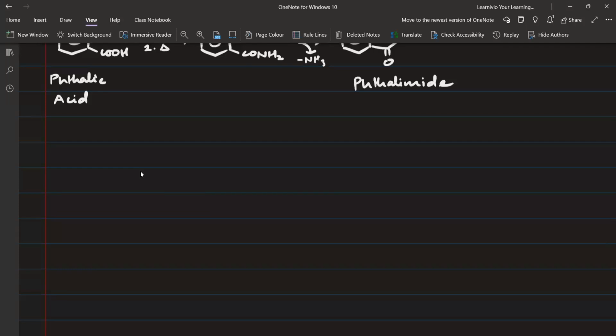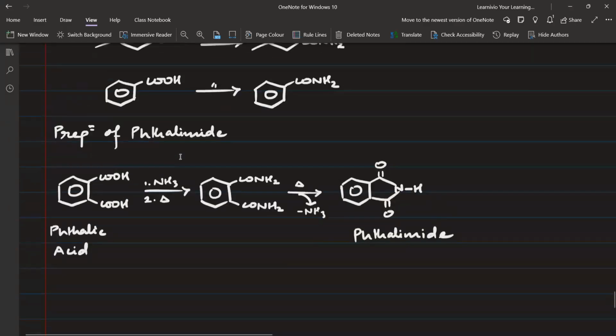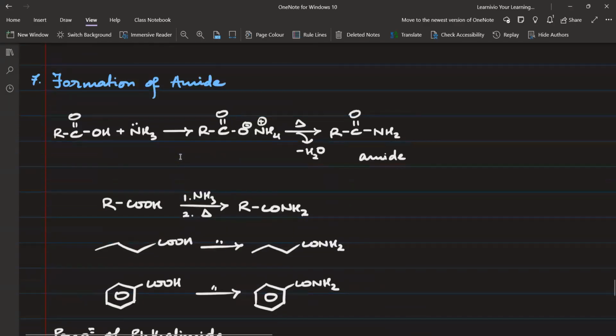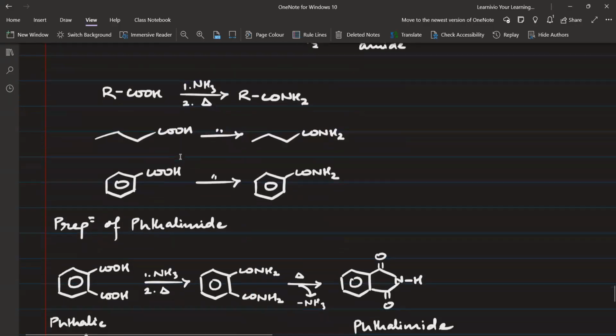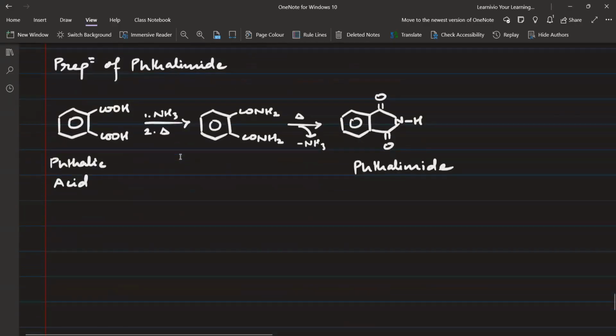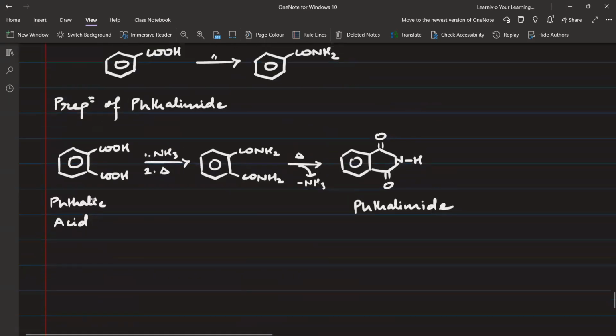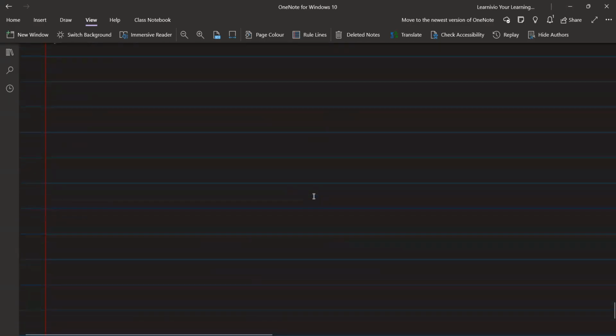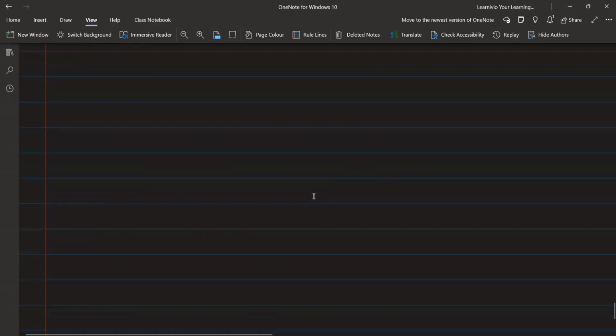Okay. So in the last lecture, we have seen the method of preparation of phthalimide, and this was under the section in which carboxylic acid was reacting with ammonia, right? So they form amide, but in the specific case of phthalic acid, we get phthalimide. Now there are three more reactions left, right? The eighth one, decarboxylation reaction.